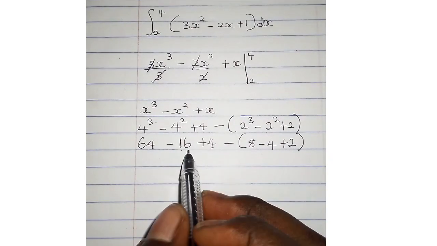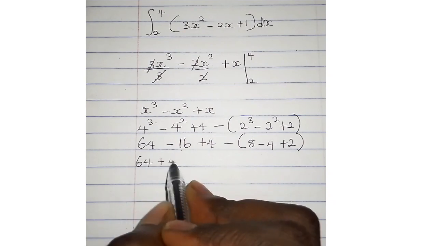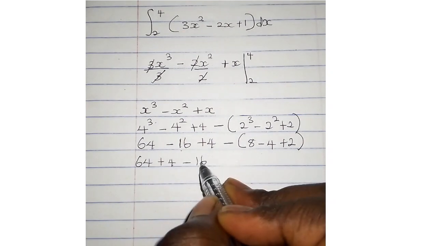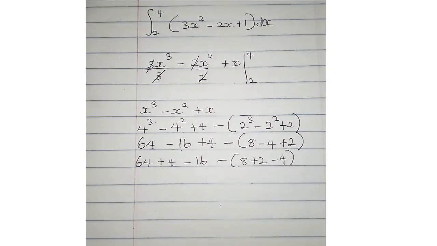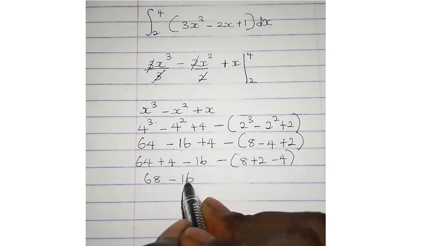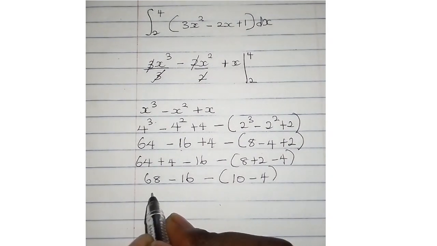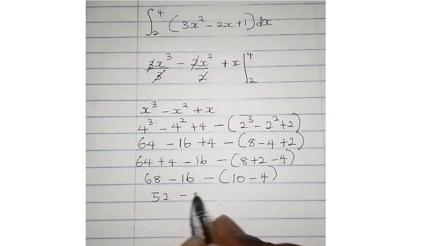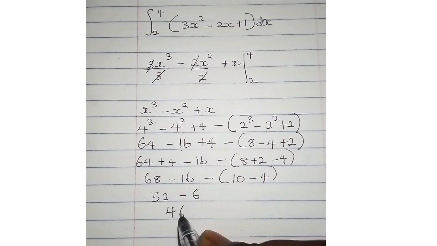Applying the rule of addition first, we rewrite this as 64 plus 4, subtract 16, over 8 plus 2 minus 4. So we have 68 minus 16 over 10 minus 4, which gives us 52 minus 6, which gives us 46. So this is the answer when we integrate our function and evaluate its limits.